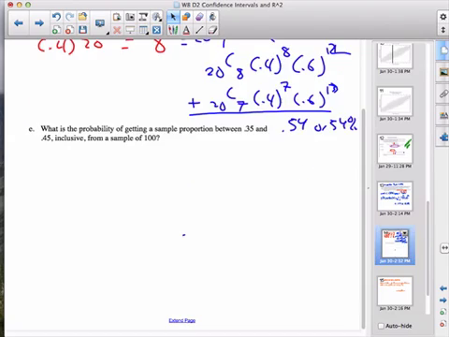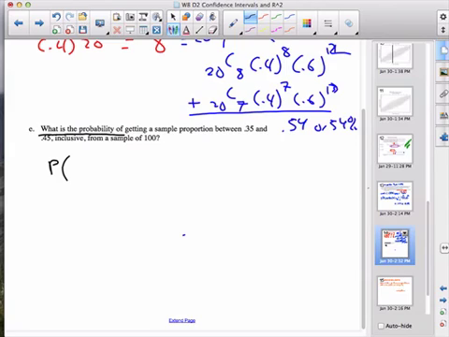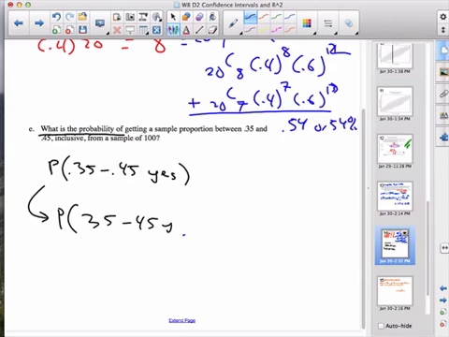So, looking at this next problem, little more labor intensive, right? Because I want the probability of between 0.35 to 0.45 yes, and in a population of 100, that is the same thing as saying how many yeses? What range of yeses? 35 to 45 yeses, right? I want to know the probability of getting 35 to 45 yeses.